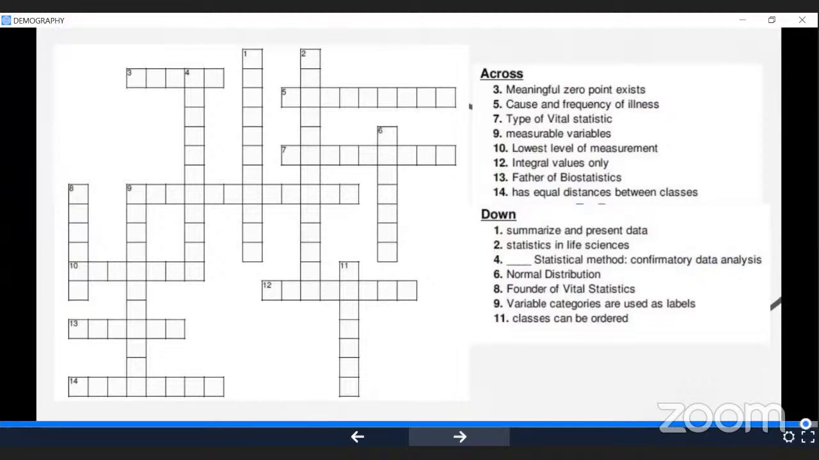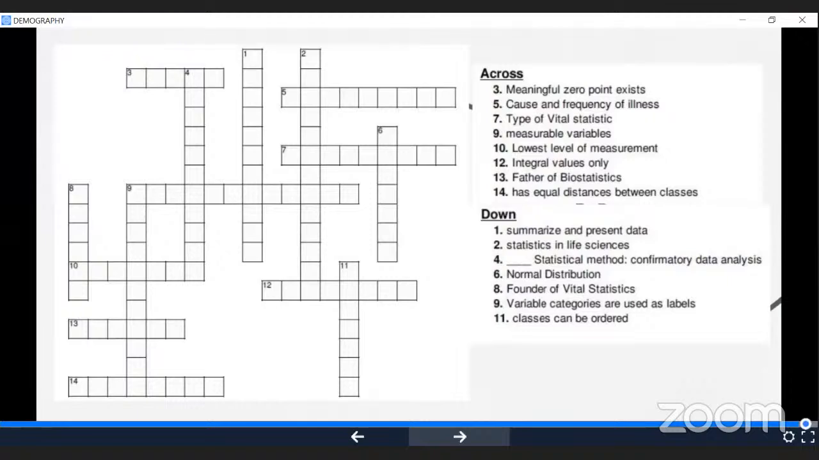Number 2, statistics in life sciences. The answer is biostatistics. That's correct. Number 3 across, meaningful 0 point exists. Ratio. That's correct. We will have another lecture that would focus on rates and ratio.